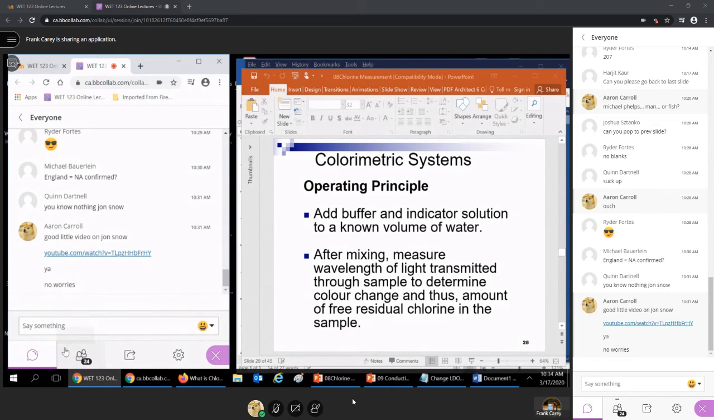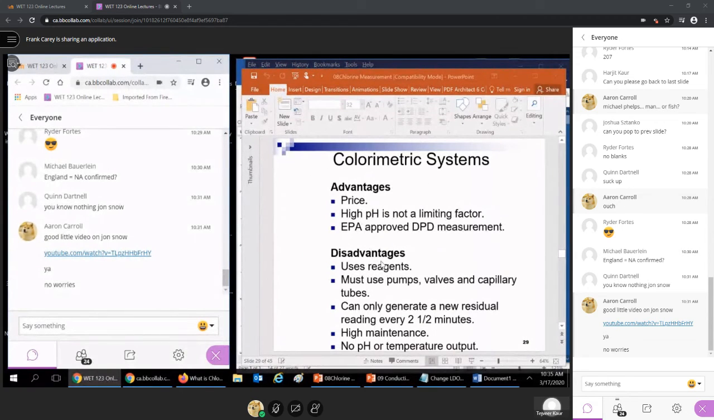Anyways, basically, once the pill pack is added to the solution and the color changes based on the amount of chlorine, the wavelength of the light is measured, and that gives a fairly accurate indication of how much chlorine is in the sample.